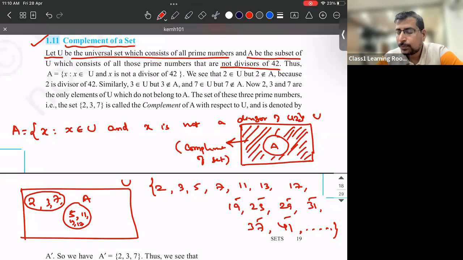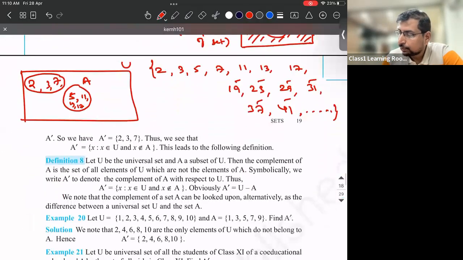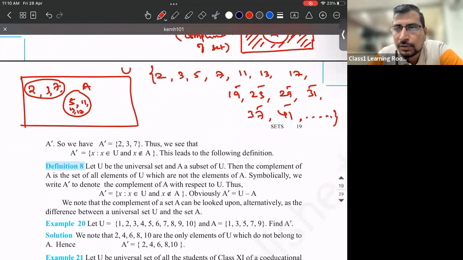If I have to speak in the language of probability, let's say there is an event or an experiment where you are performing a task of tossing 2 coins simultaneously. Then what is going to be the sample space? Head, head, head, tail, tail, head, and tail, tail.